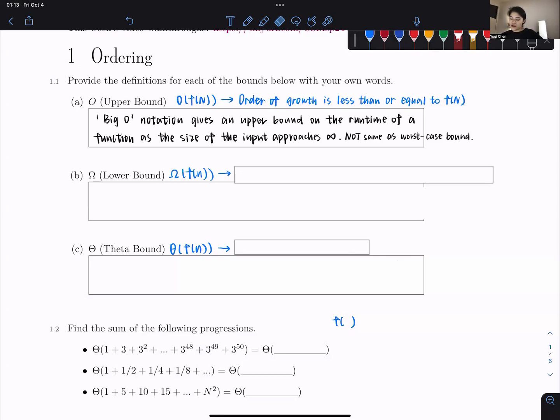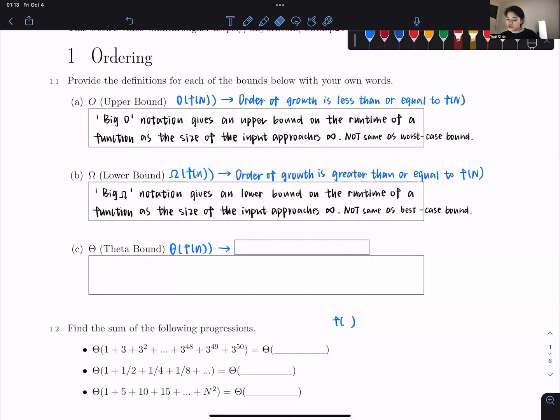And next, we have the lower bound, which is big omega. Imagine we have a function f(n). The order of growth is bigger than or equal to f(n). So big omega notation gives us a lower bound on the runtime of a function as the size of the input approaches infinity. Just like big O notation, it is not the same as the best case bound.